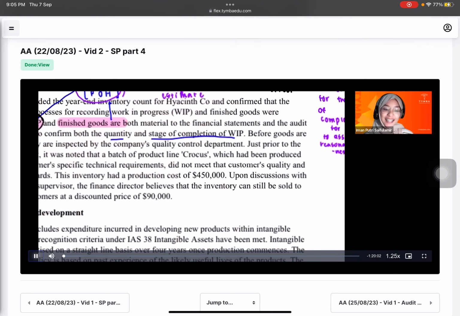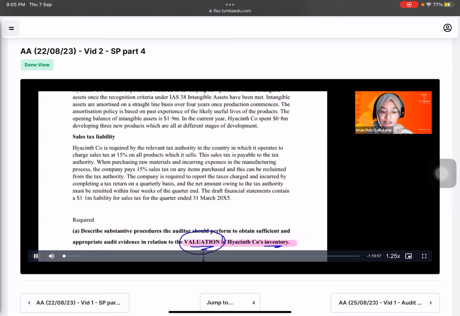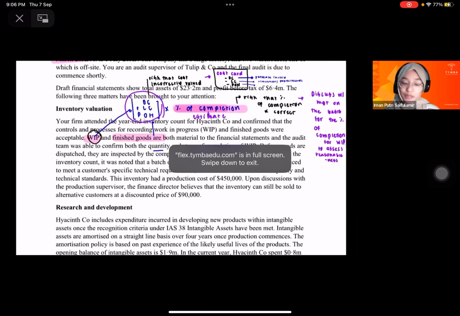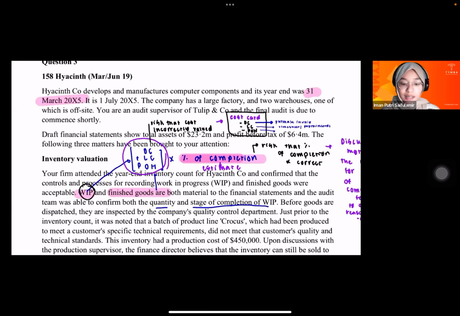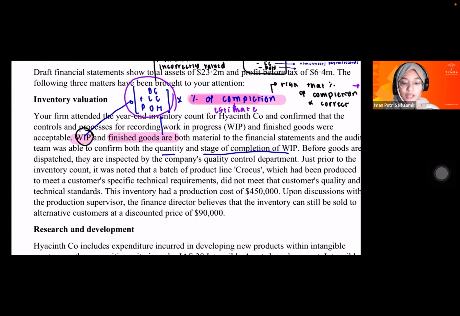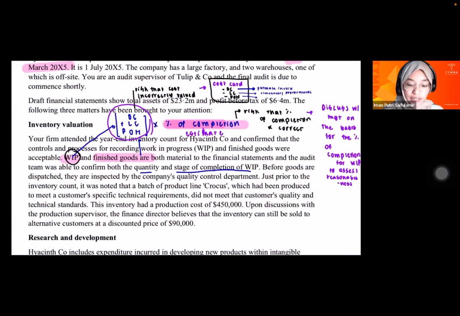Step back. Okay, so the point is on the valuation of Hyacinth Co's inventory. Be specific to the scenario again. To summarize, right now we are talking about the work in progress and finished goods. So the first risk here is on the percentage of completion, right, guys?